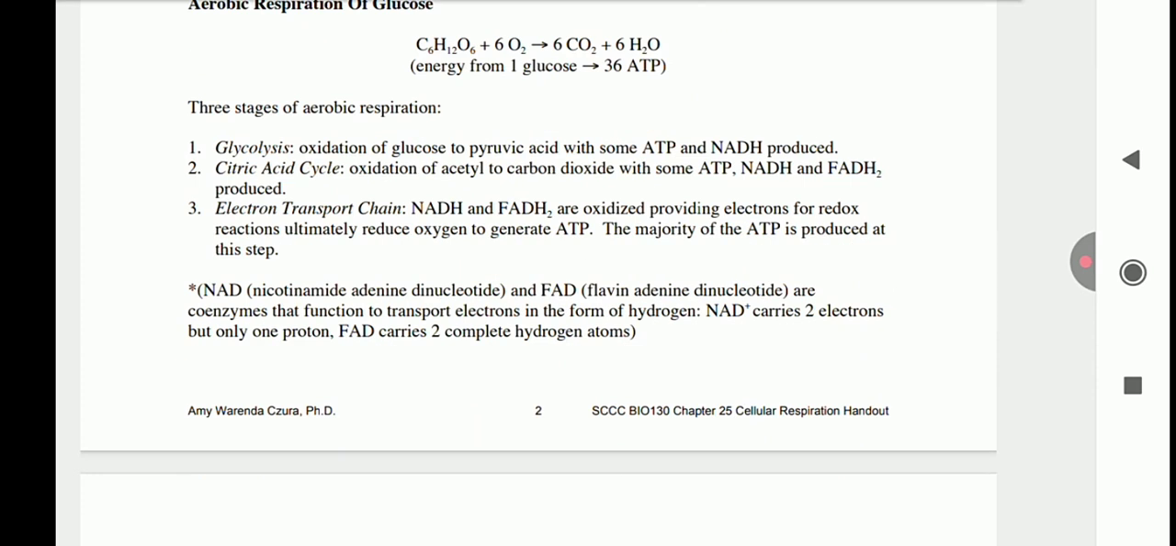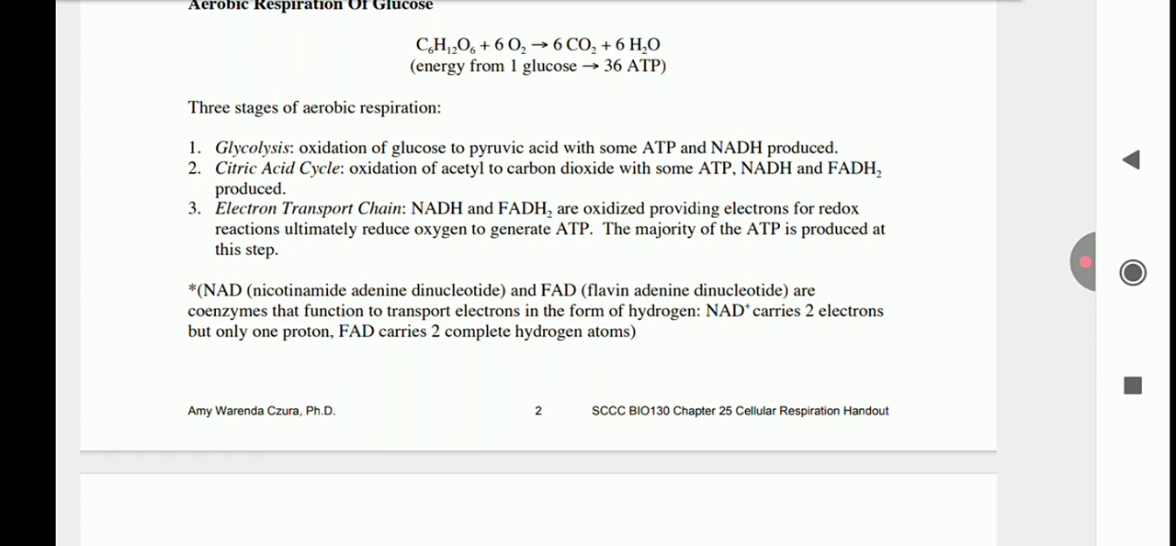Second, citric acid cycle: oxidation of acetyl to carbon dioxide with some ATP, NADH and FADH2 produced. Third, electron transport chain: NADH and FADH2 are oxidized, providing electrons for redox reactions, ultimately reducing oxygen to generate ATP. The majority of ATP is produced at this step.